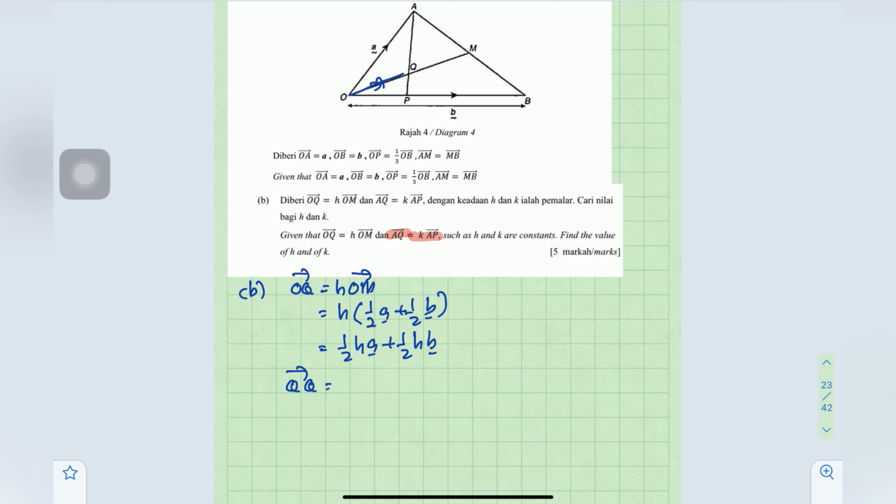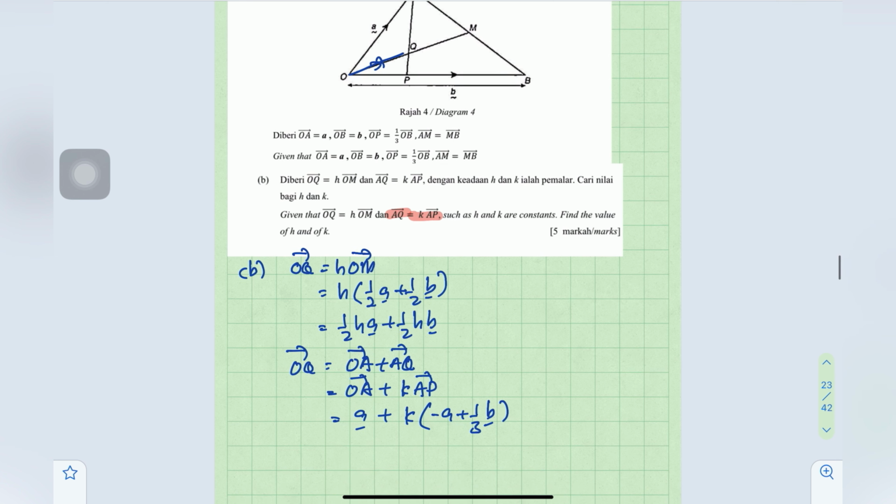So OQ, this one OQ is OA plus AQ. So OA, AQ is KAP. Okay, substitute OA is A. AP we already have from A2: negative A plus 1 over 3B.